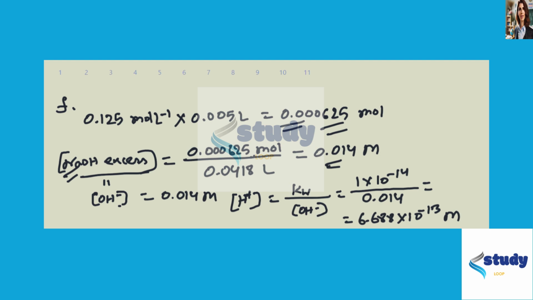And now just taking the negative log of this H plus ion concentration, we can find the pH at that point, which will be 12.17. So this is the pH after adding 5 milliliter of base beyond the equivalence point.